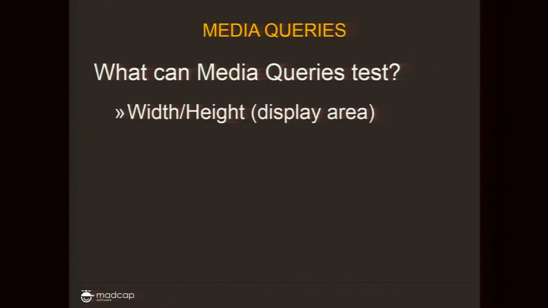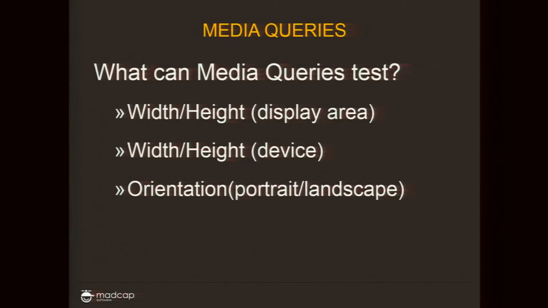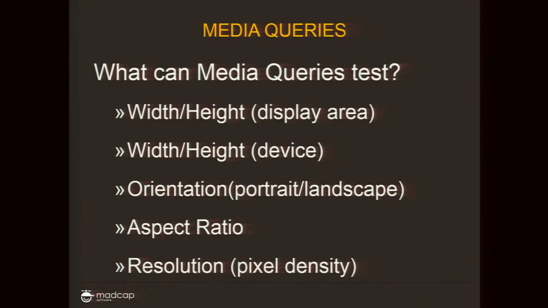The problem with the new Retina displays, they have a higher resolution than most desktop computer monitors. So if you just check for pixels, sometimes you'll get bad results. So other things that we can test for, well, the width and height of the display area, the width and height of the device itself. You can actually test for orientation. You can tell if a tablet is in landscape or portrait mode. And you can check for aspect ratio. And then my favorite, pixel density.